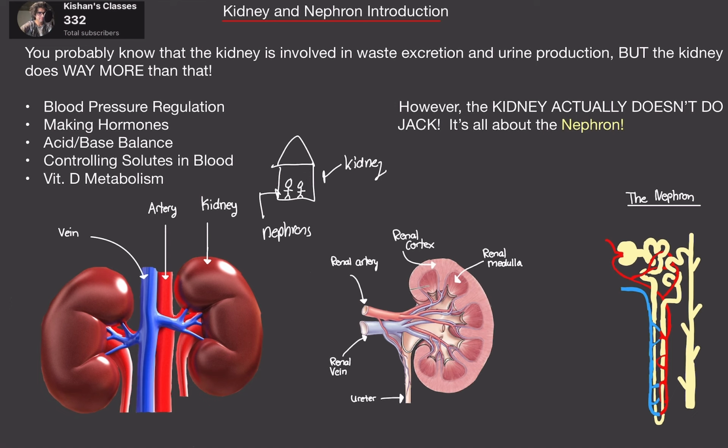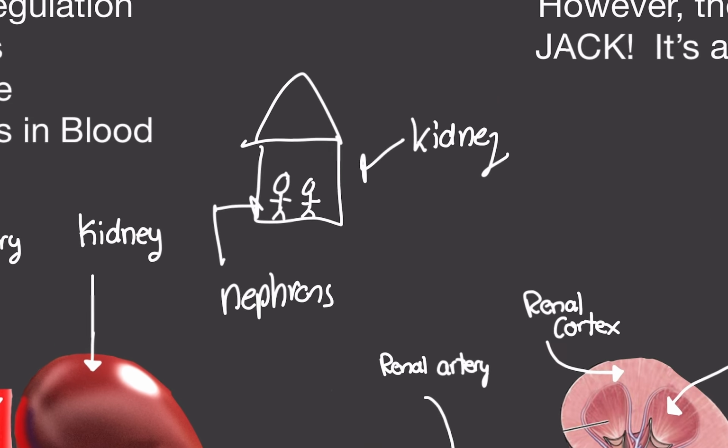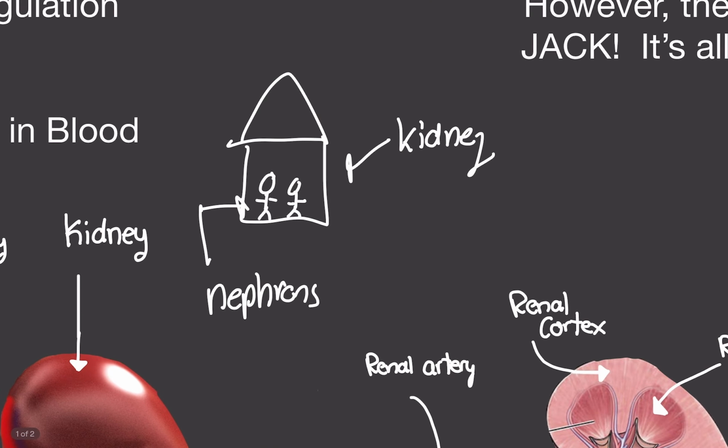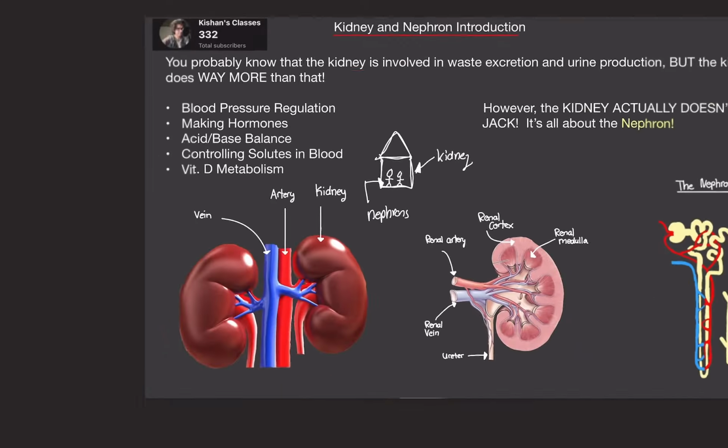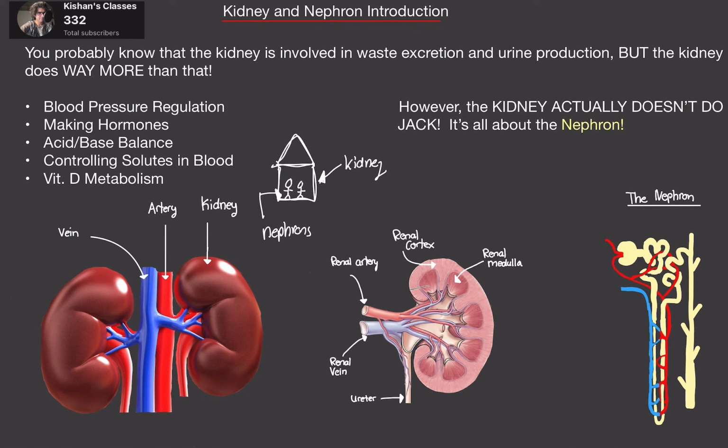So what do I mean by this? Let's think about it like this. Think about the kidney as a factory. This house-looking thing is a factory. Think about this as the kidney. But the people working inside the factory are the nephrons. They're the ones actually doing the work. The kidney is just a housing structure, just a building. The kidney is housing the nephrons so they can do their job. That's literally what's happening in our body. The kidney is a housing structure to house the nephrons.